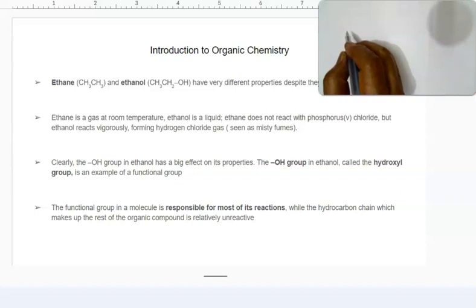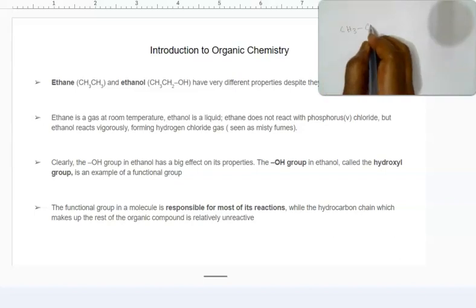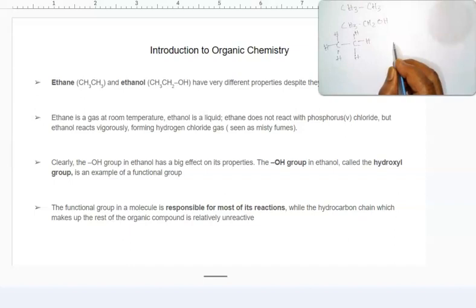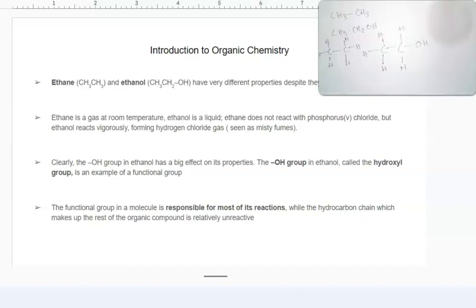As I said, ethane and ethanol look very similar in structure. This is ethane and that is ethanol. Here is the structure of ethane. Ethanol structure, is it not? They look very similar in structure. Structure of ethane and ethanol. Do they look the same? Almost the same, is it not? But they do have very different properties.